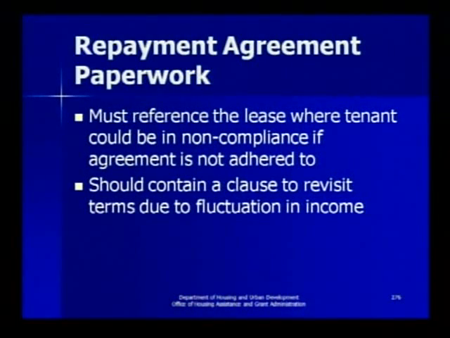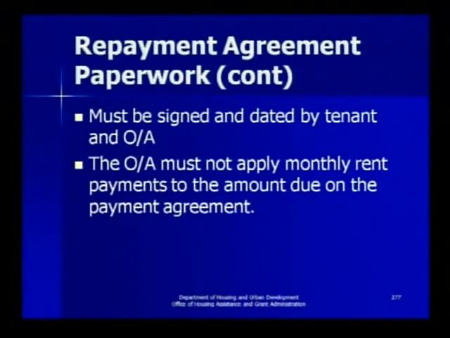Now, the written repayment agreement should include the following. It must reference the lease where the tenant could be in noncompliance if the agreement is not adhered to, and it should also include a clause to revisit the terms if income should fluctuate up or down. It should also be signed and dated by the tenant and the owner agent.